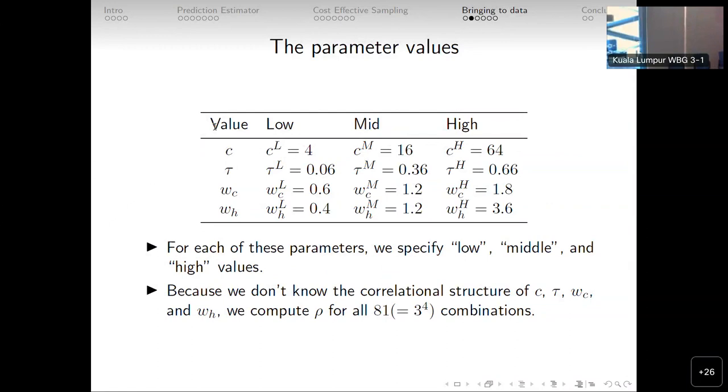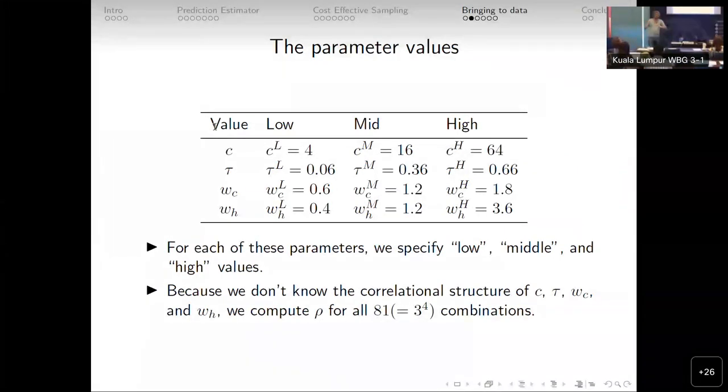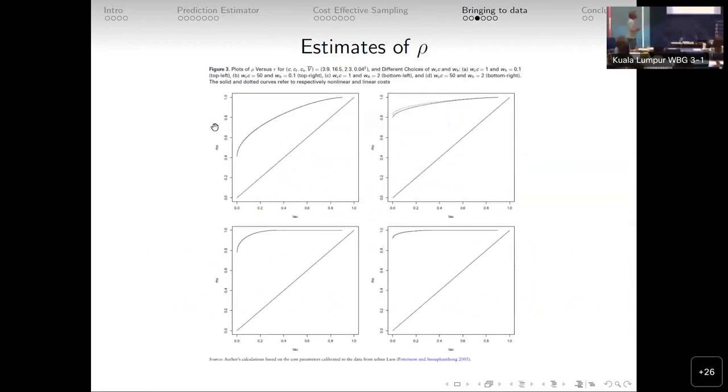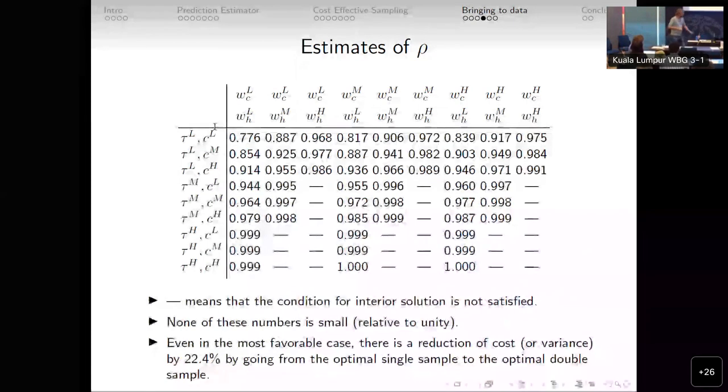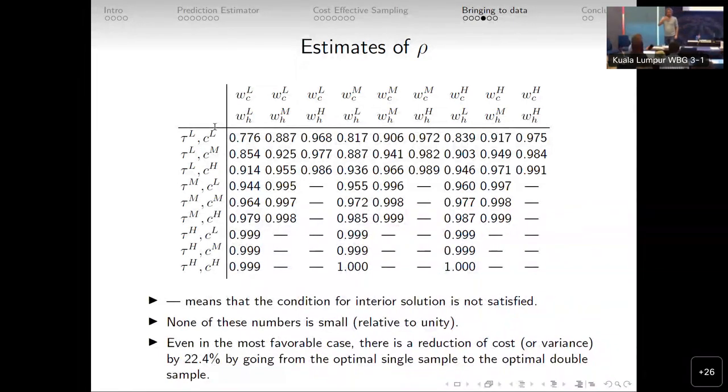And so now that we have empirically plausible ranges for all of the parameters involved in this optimization scheme, we can figure out, for all of those combinations of parameters, whether we may expect to see gains by predicting data rather than collecting it. I'll skip this one. This is the table that evaluates the expected rho measure, which measures the gains. Again, lower values of rho mean bigger savings. So if rho is 0.9, it means a 10% saving from using predicted data rather than collected data.